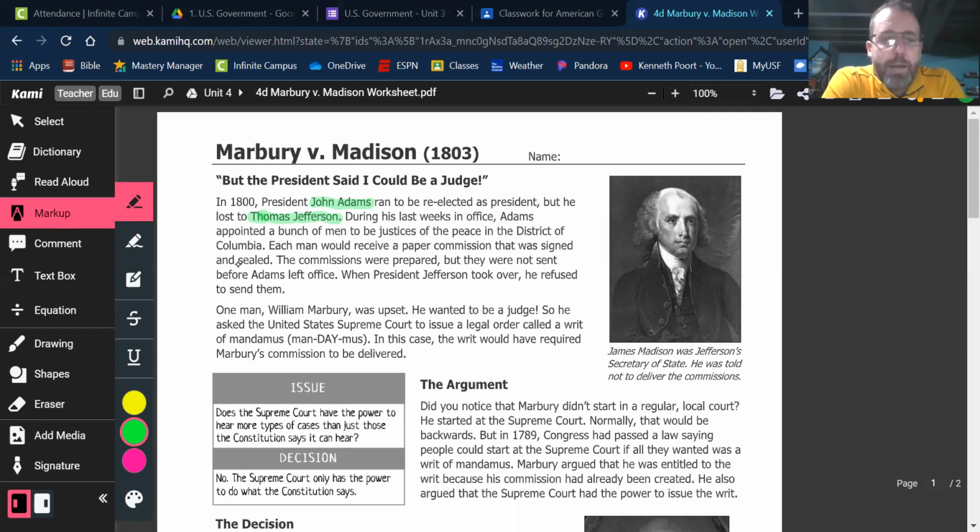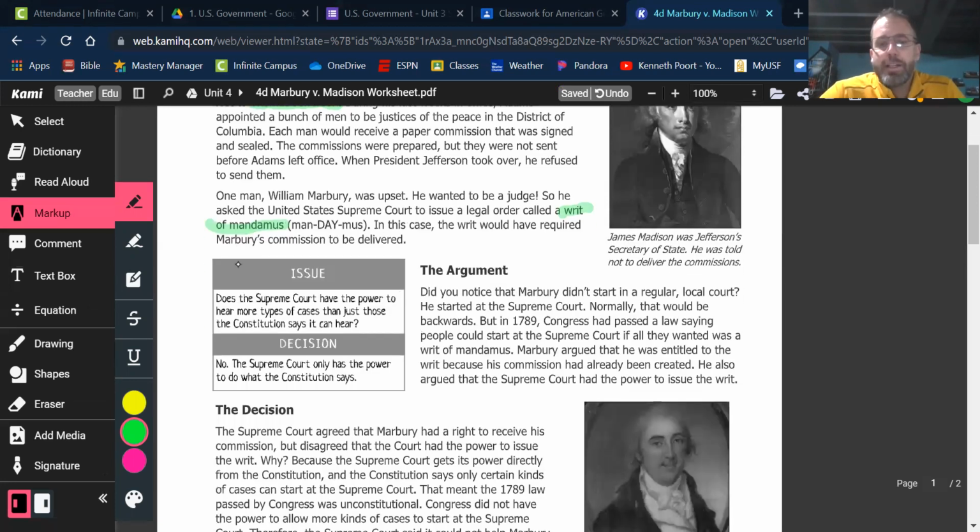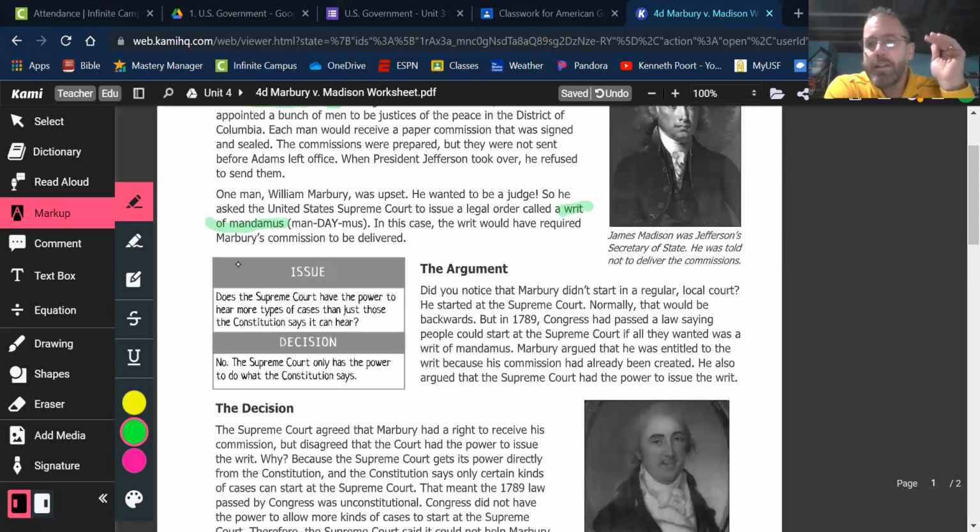Okay. One of those men, William Marbury, was upset. He wanted to be a judge. So he asked the United States Supreme Court to issue a legal order called a writ of mandamus. Now, we don't have to memorize these concepts. But it says in this case, a writ would have required Marbury's commission to be delivered. So it's basically giving the Supreme Court the power to make a decision on behalf of the president.